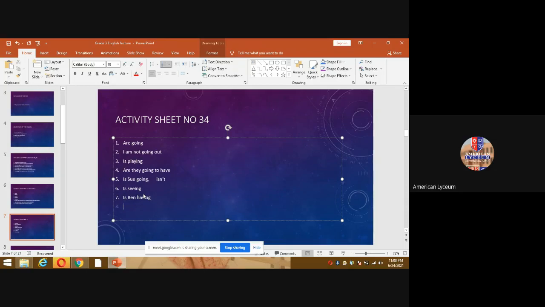Number 8. They dash book the room not next Monday. They are booking the room next Monday. I dash visit my grandmother tomorrow morning. I am visiting my grandmother tomorrow morning.